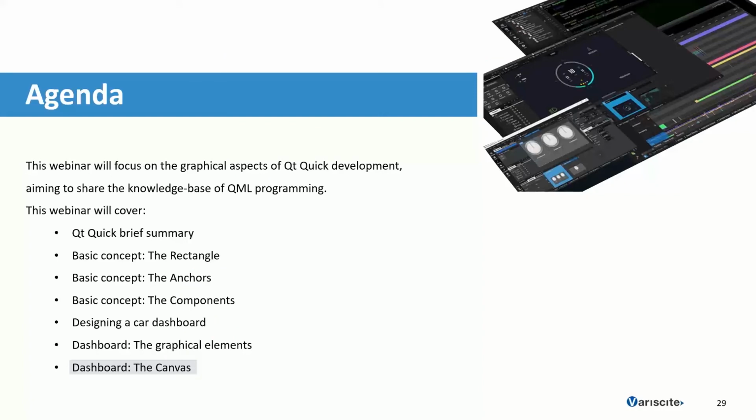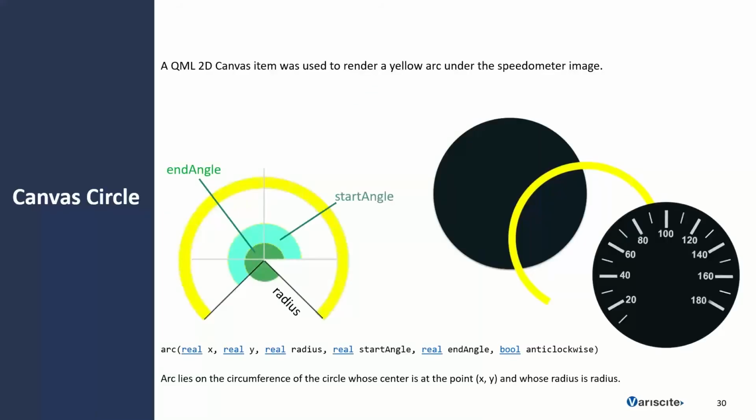Now, as an addition, let's try to understand how we can draw an arc. This is not an image. We need to describe the speed with a yellow arc that is changing according to the real speed. This is achieved in QML using the canvas object. The canvas object allows you to draw several things. You can draw lines, you can draw arcs. One of the capabilities, as I said, is to draw arcs.